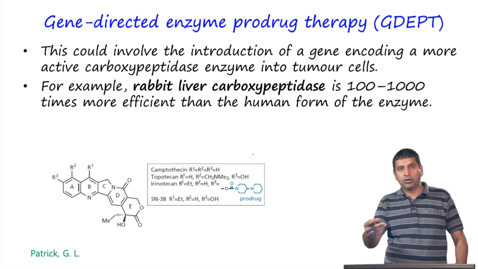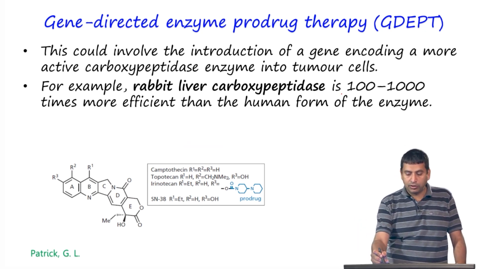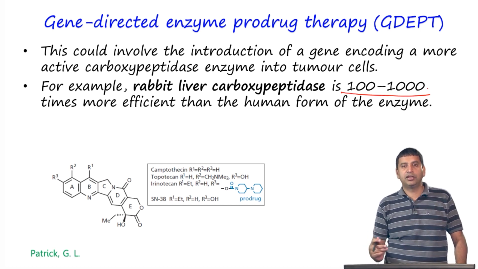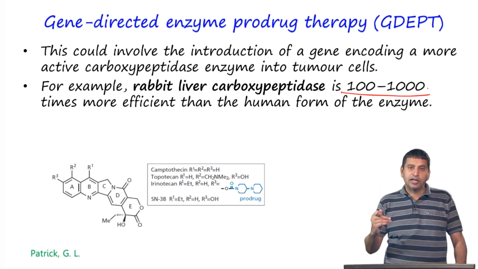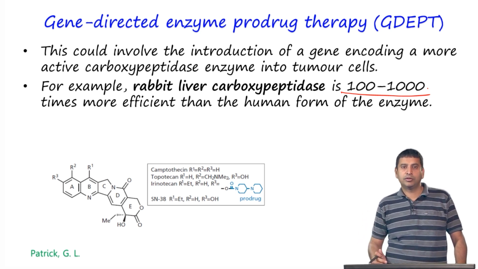Now, we need to introduce the gene encoding the more active carboxypeptidase into tumor cells. For example, the rabbit liver carboxypeptidase is about 100 to 1000 times more efficient than the human form of the enzyme. Therefore, we could deliver the gene encoding the rabbit liver carboxypeptidase, so that it is more efficient than the human form in turning over this substrate.